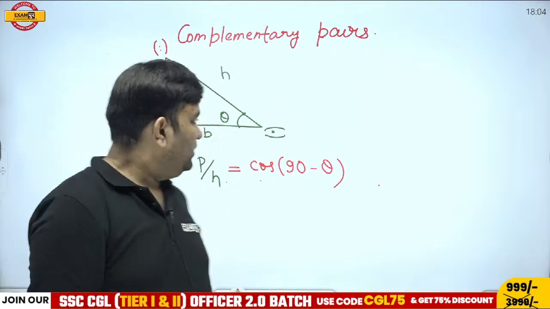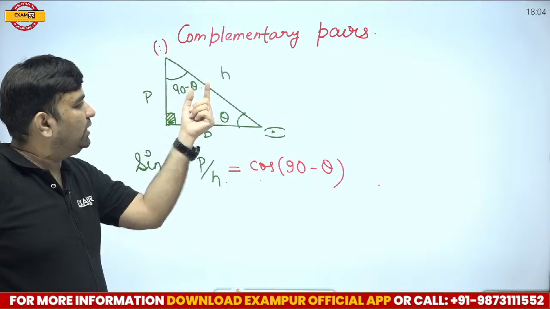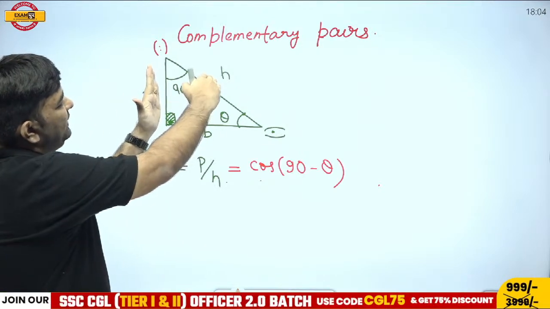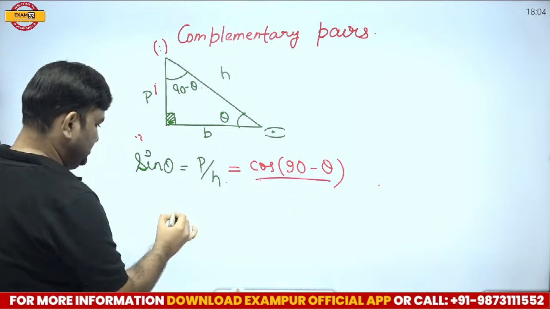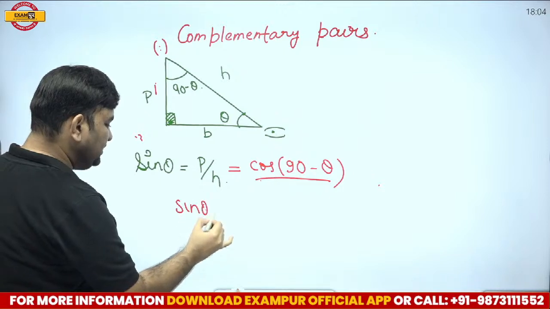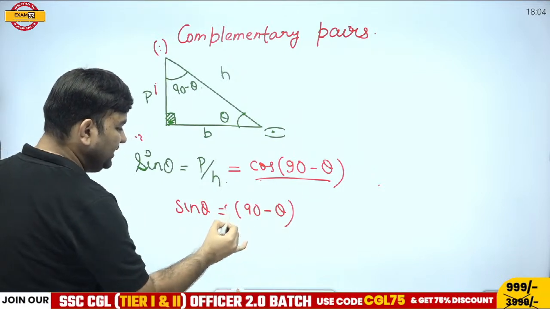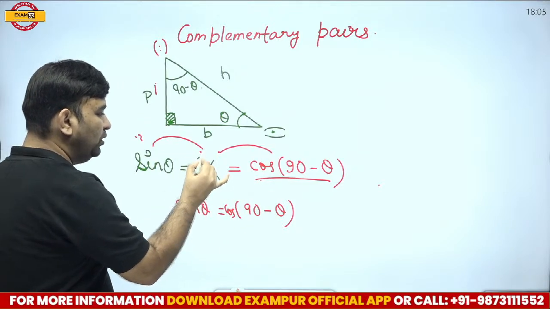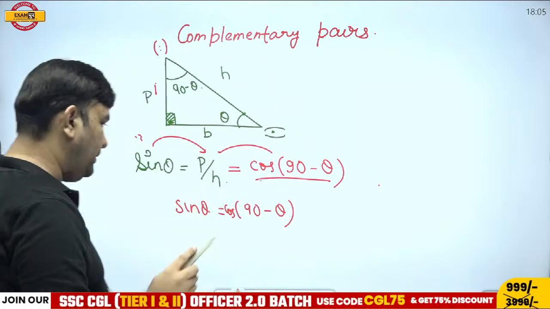If you see from here, guys, this perpendicular upon hypotenuse is basically, this is acting as a base and this is acting as a hypotenuse. So this is equal to cos 90 minus theta. So sine theta is equal to cos 90 minus theta, because both are equal to perpendicular over hypotenuse.